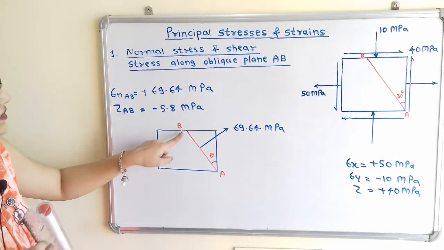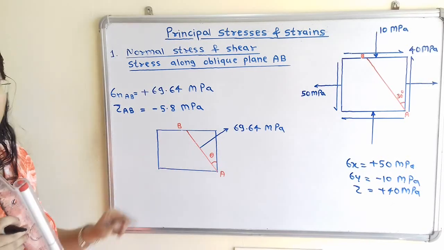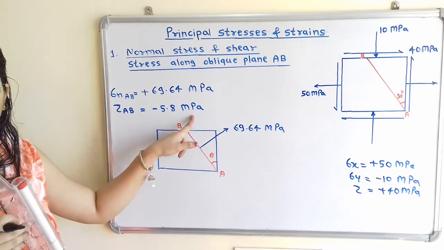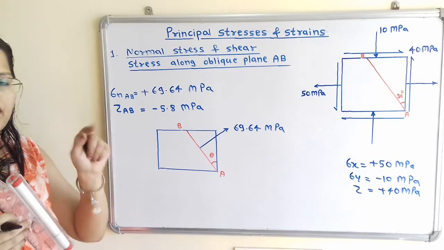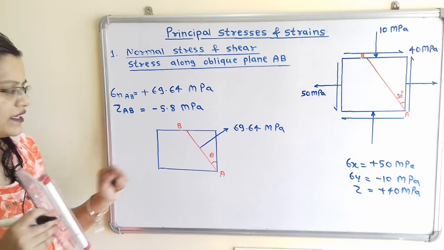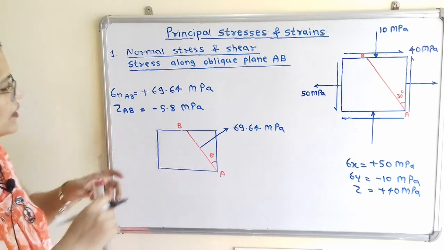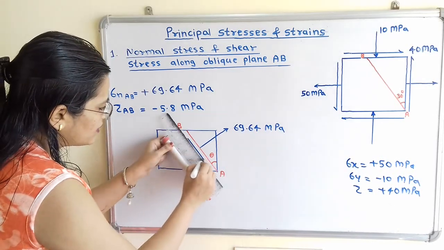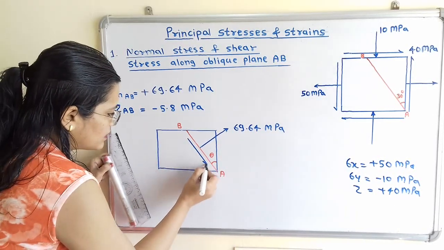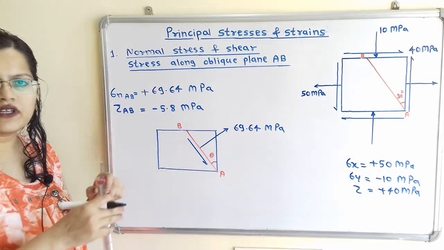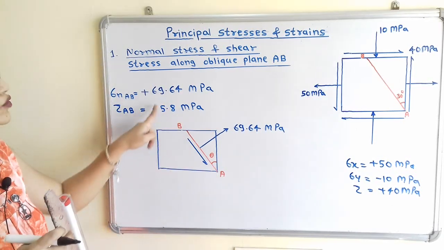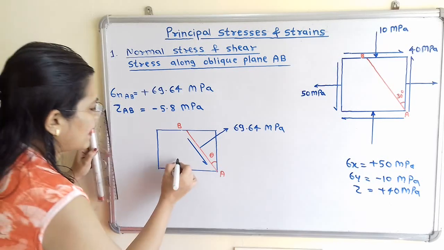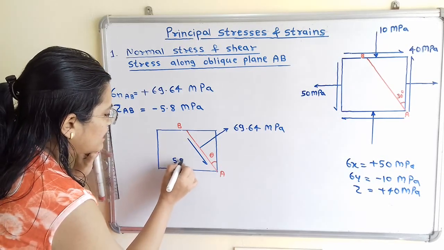Now we will show the shear stress. So shear stress is along this oblique plane, but here the sign is negative. So we have to use the arrow which is in the downward direction. So here is the downward direction. Because of the negative sign, we will show here the arrow in the downward direction. Now if we show the arrow in the downward direction, we have to show only the magnitude, and that is 5.8 megapascal.